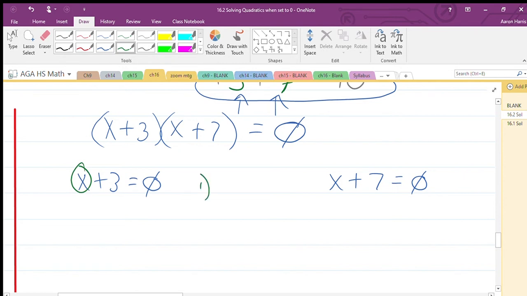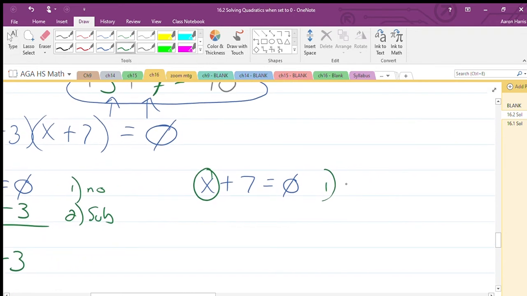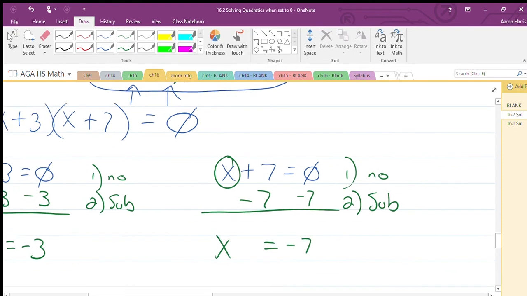So here we go. First step, simplify / combine like terms. Nothing to do. Second step, I'm going to what? Subtract. So I subtract 3, subtract 3. X equals negative 3. Let's solve for it over here. Now, simplify / combine like terms. Nothing to do. Step 2, I'm going to subtract. Subtract what? 7. Subtract 7. I get x equals negative 7.